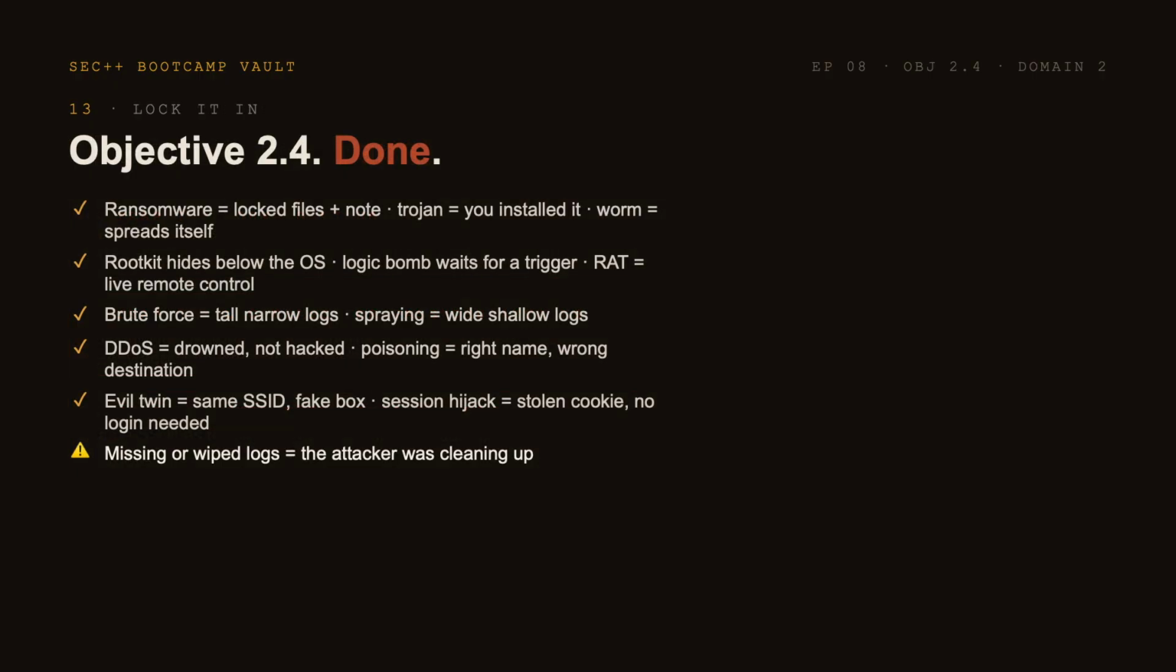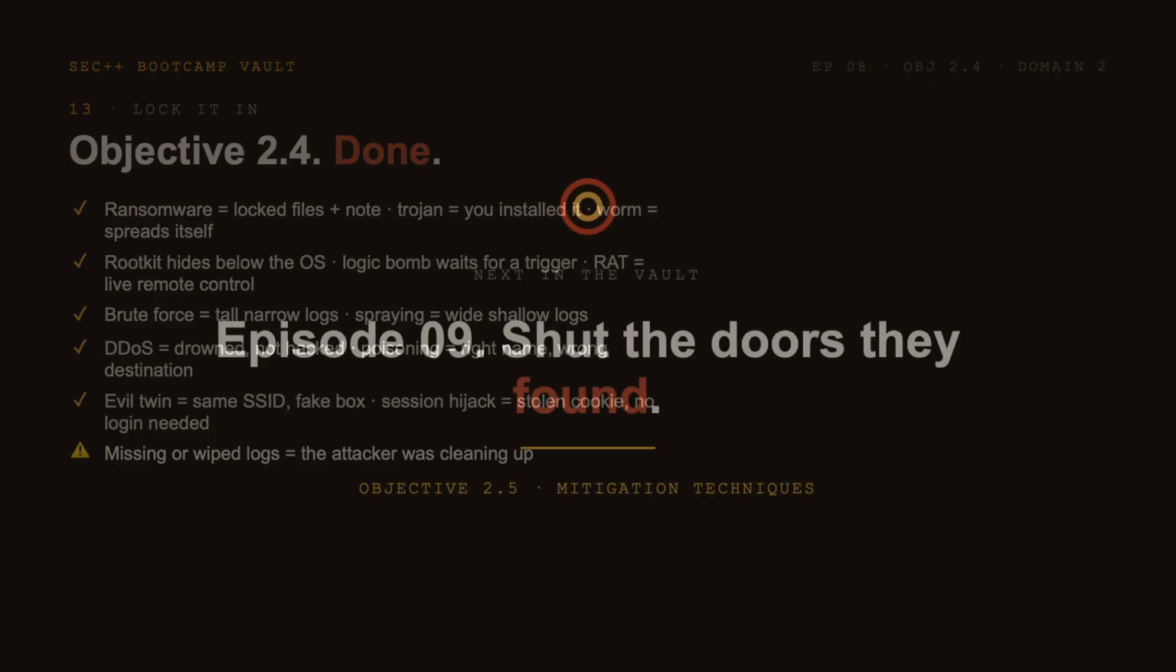Lock it in. Ransomware locks and demands. Trojans trick you into installing them. Worms spread themselves. Viruses need a click. Rootkits hide below the OS. Logic bombs wait for triggers. RATs give live remote control. Brute force logs are tall and narrow. Spraying is wide and shallow. DDoS drowns a target. Poisoning sends the right name to the wrong place. And the evil twin copies the network name. And when logs go missing, the attacker was cleaning up.